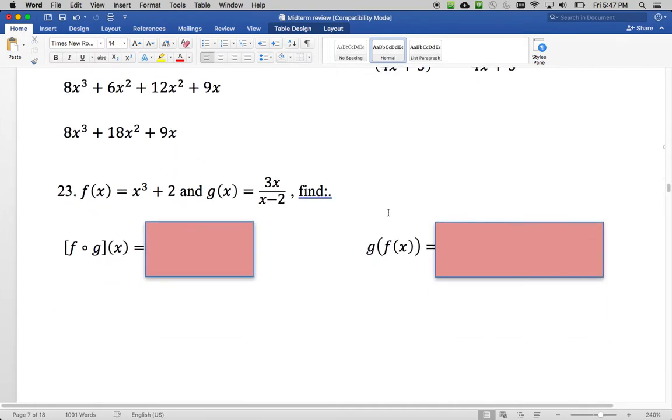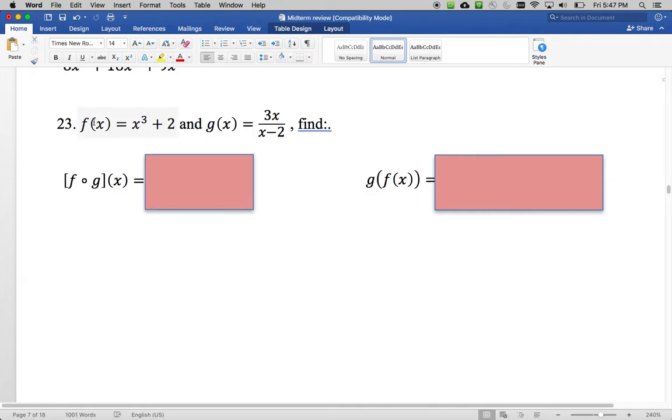Let's see. All right, now on to composites. So we're going to make a composite of f of g and a composite of g of f. And notice I used the two different formats for doing composites. Either way, whatever function's on the inside, that whole thing is going to go inside the other function, or the x's on the other function. So in this case, we just replaced our x here with 3x divided by x minus 2.